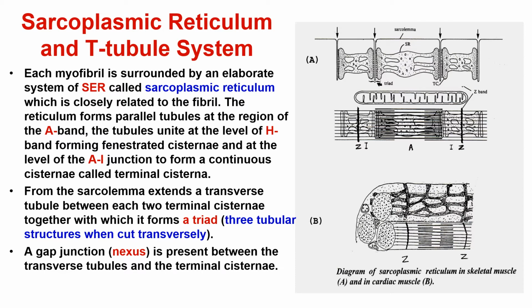Invagination of the sarcolemma, referred to by these arrows, gives rise to transverse or T tubules. These tubules run between two terminal cisternae. Numerous gap junctions are found between the T tubules and terminal cisternae to facilitate the propagation of the action potential from the T tubule to the cisternae. This arrangement of a T tubule surrounded by two terminal cisternae is referred to as a triad.